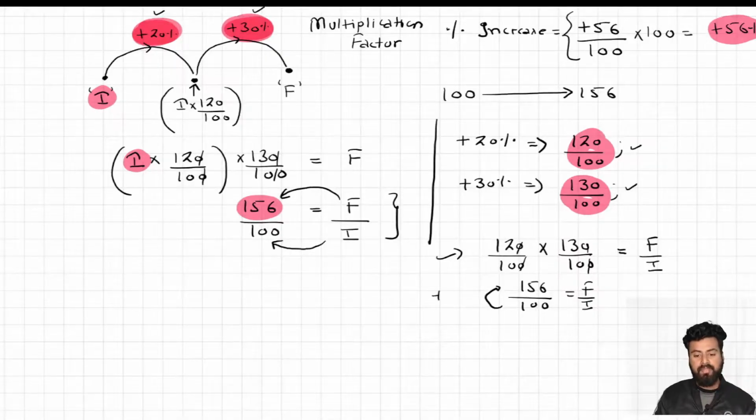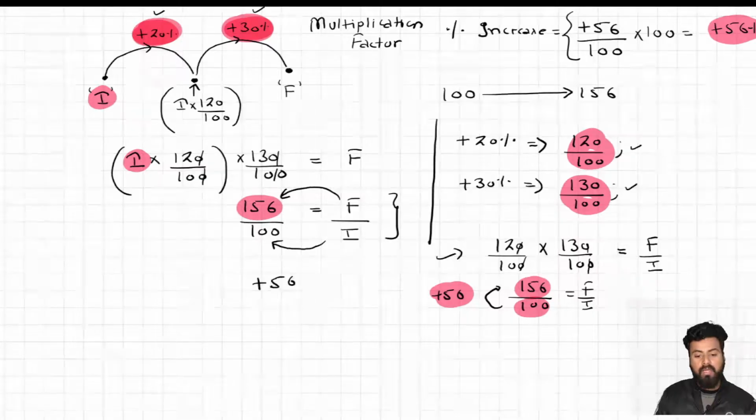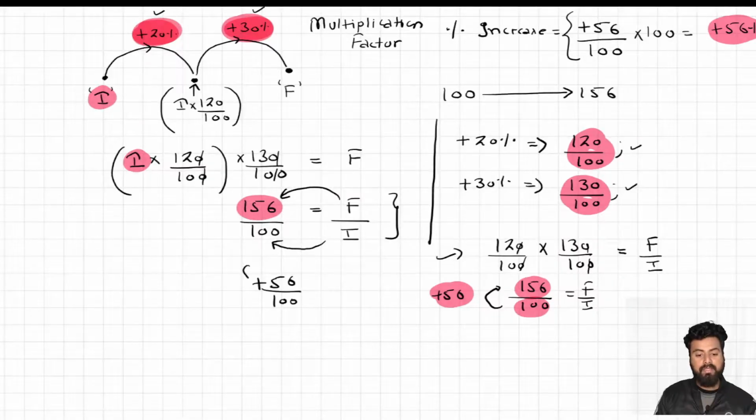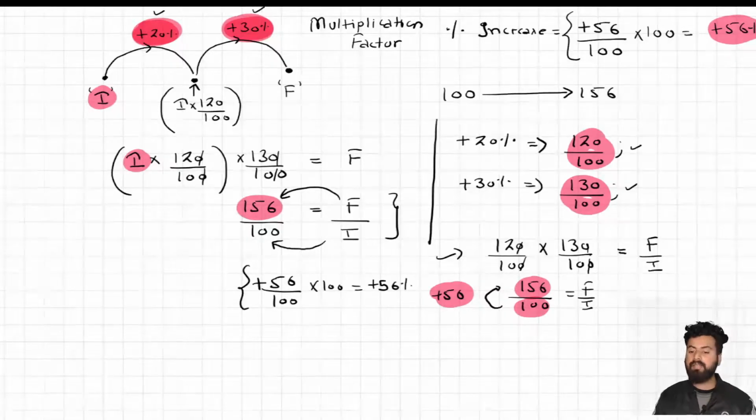An increase of 56. Compare the final value of the number with the initial value. You would say initially the number was 100 and then it is increased to 156. So there is an increase of 56. An increase of 56 over what value? Over 100. And then to convert, we'll multiply it by 100. And this will return the same answer, 56% increase.